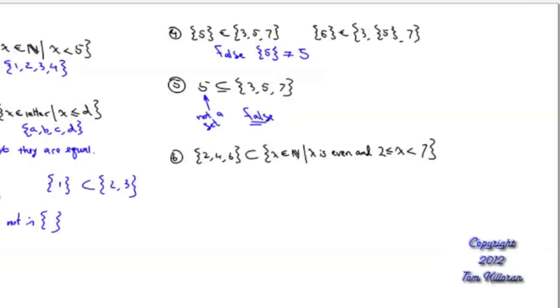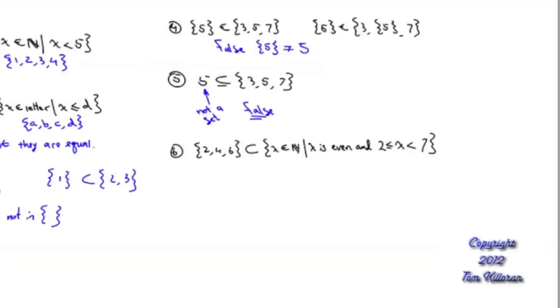False. Why do you all stop jumping to conclusions? No, it's false, because that one is the same as that one. This one says you're a natural number. This part says you are even. This says you're from 2, but under 7. So this side is 2, 4, 6. Yes, it's the even numbers between 2 and 7.